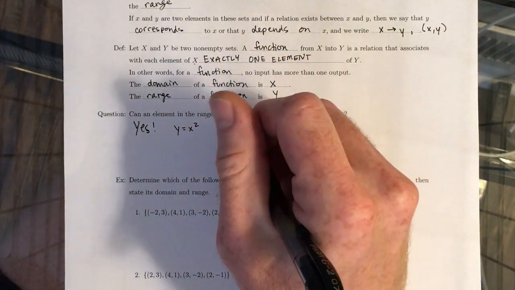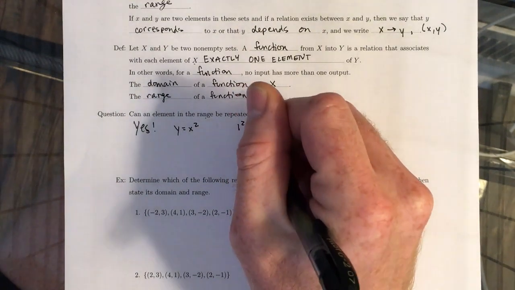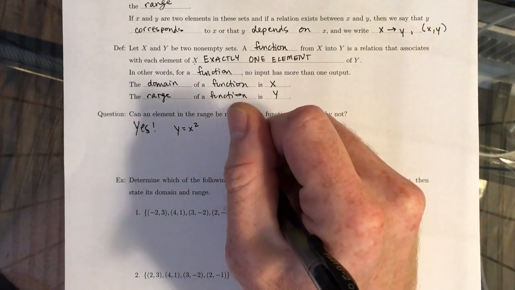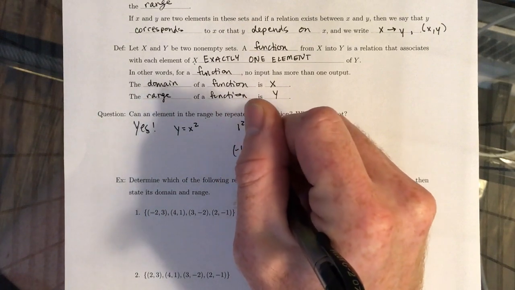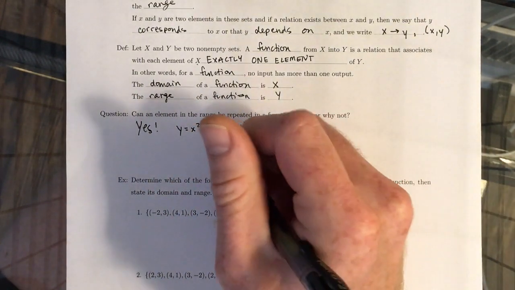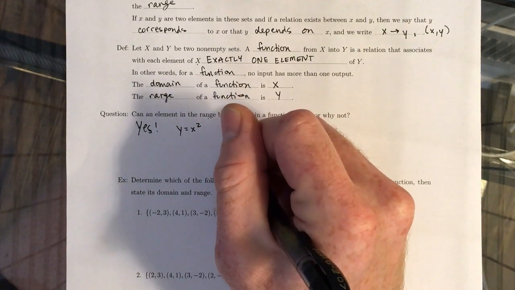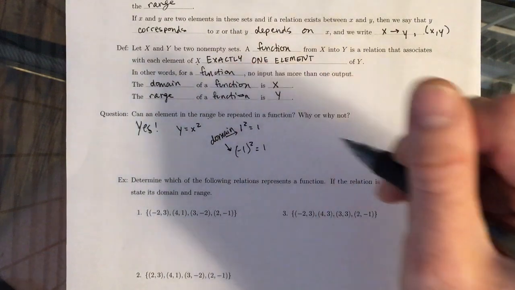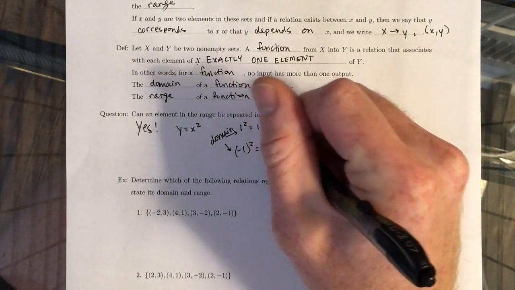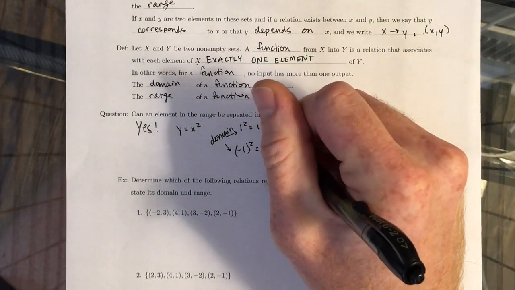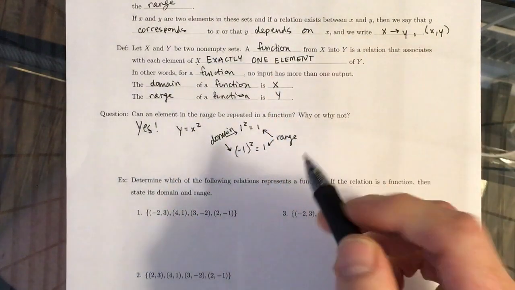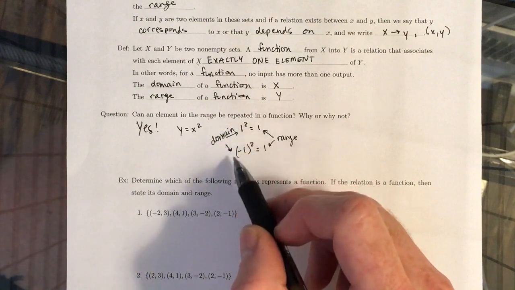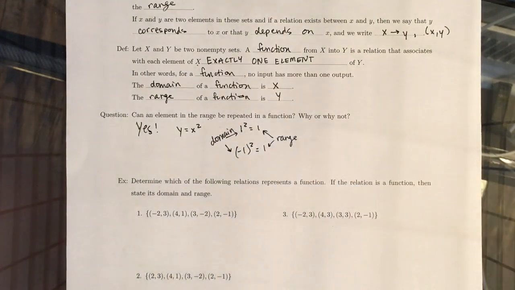And if we take, say, 1 and we square it, we get 1 back. And if we take negative 1 and we square it, we get 1 again. So this 1 and this negative 1 are coming from the domain, whereas this 1 is exactly the same, and that's in the range. So this value in the range is repeated. There's two elements from the domain that get mapped to it.